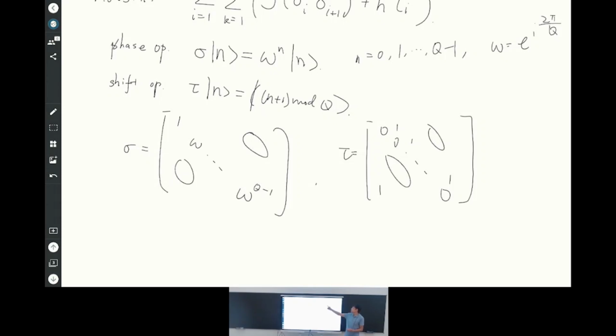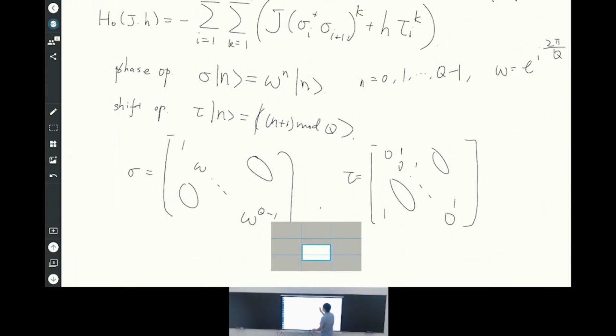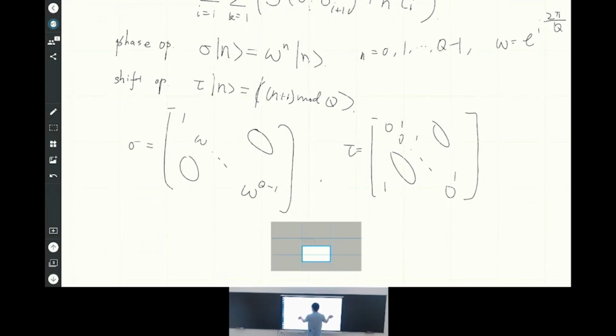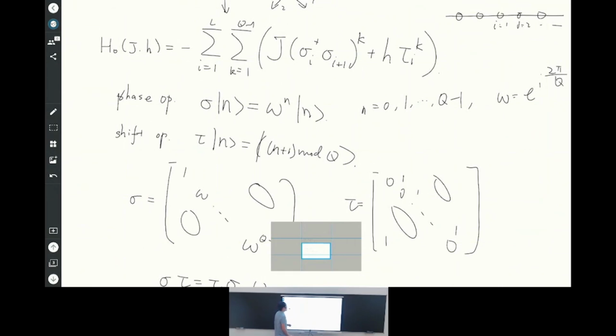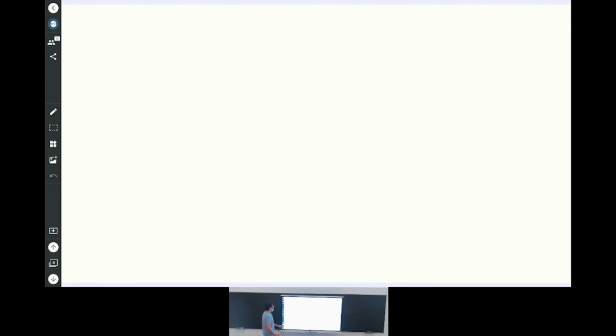Okay? And this model, the Q-state Potts model, when Q equals 2, will reduce to the well-known transverse Ising model. Okay? And also you can find that these two operators satisfy the relation that if you change the sequence, that will give you a phase factor omega here. Okay? And one more thing is that this original Q-state Potts model has very nice properties. Here, one property is called the spin permutation symmetry, as mentioned yesterday.